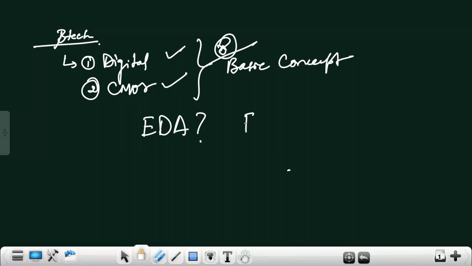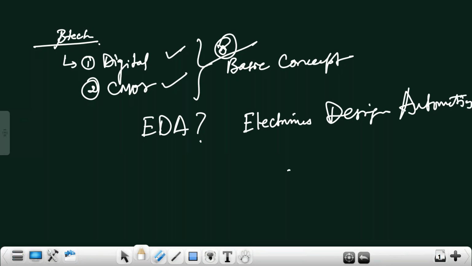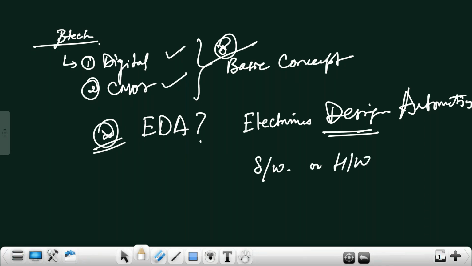So it is electronics design automation tool. Now, whatever design we are working on, when we say design, whether it is a software design or a hardware design, which one is true? Is it a software design or a hardware design?